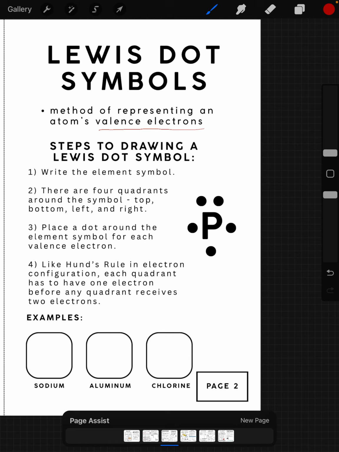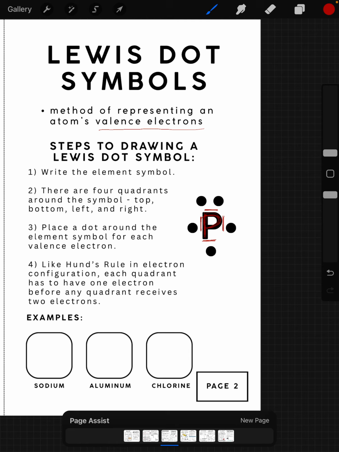So there are a few steps to follow when we're drawing a Lewis dot symbol. The first step is that you're supposed to write the element symbol. So if we were talking about phosphorus here, we would write P for phosphorus. You need to understand that there are 4 quadrants around the symbol. So you've got the top, the bottom, the left, and the right. Those are the 4 places you're allowed to place those valence electrons in a Lewis dot symbol.